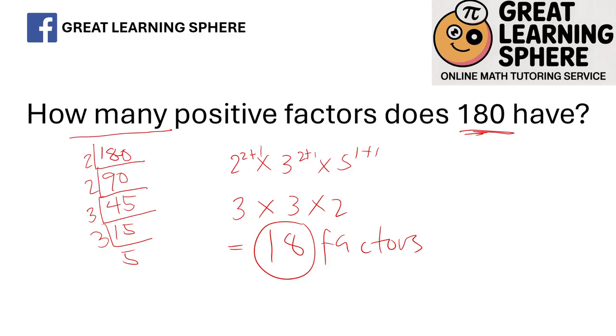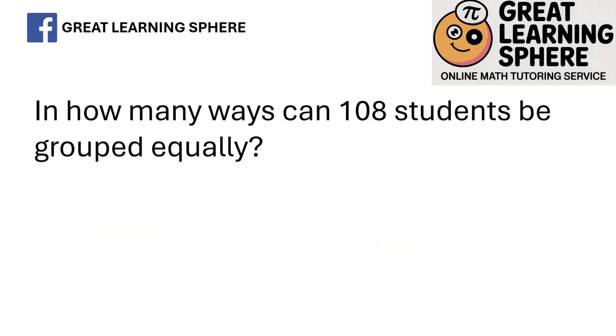If you want to check, you can do the listing method on your paper. Then next, this one is a word problem involving factors. In how many ways can 108 students be grouped equally? Ways, group equally. So you have to find the factors of 108 for you to know how many ways we can group 108 students equally.